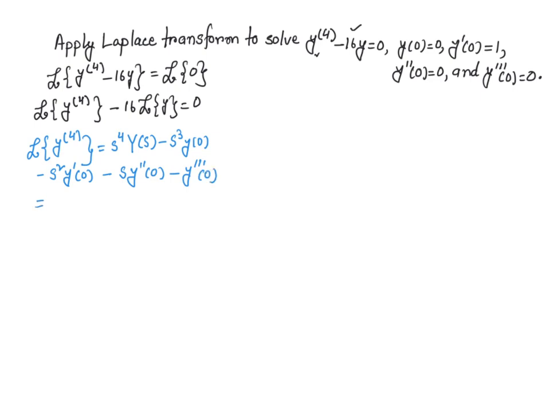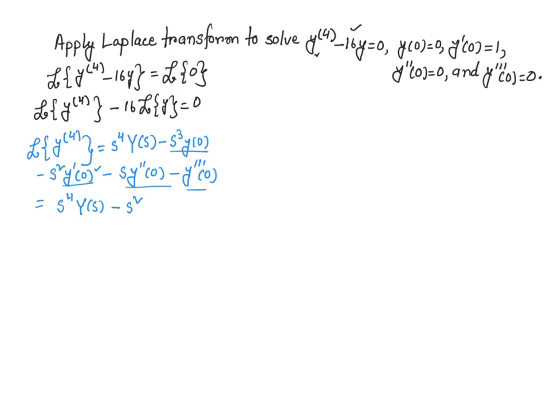Now I could just plug in these values. Only y prime of 0 is 1. Everything else, these are going to be all zeros. So it's going to be s to the power 4 Y of s minus s square, just s square because y prime of 0 is 1, and that's what is going to be Laplace transform of fourth derivative of y.